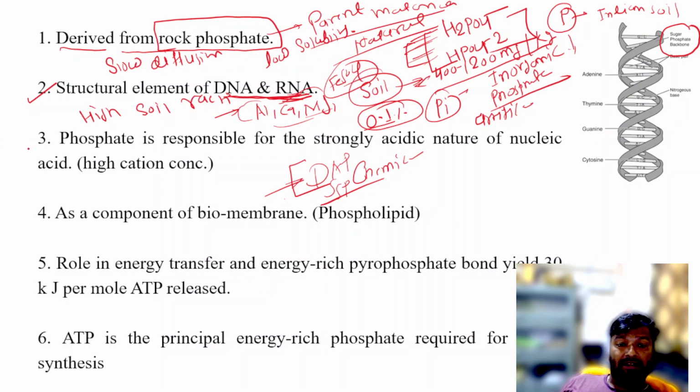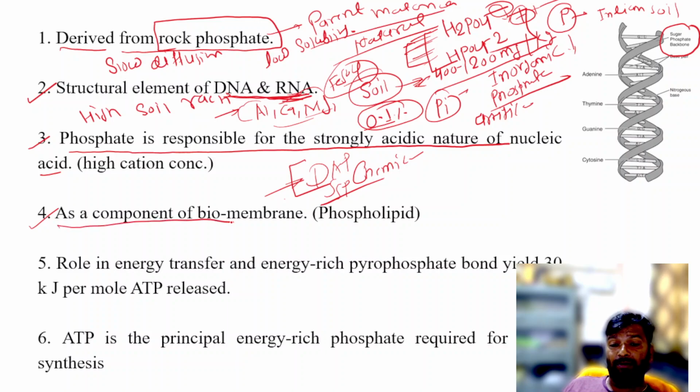Third point is that phosphate is responsible for the strongly acidic nature of nucleic acids, because there are negative ions and they attract positive ions. Fourth point is that phosphate also works as a component of biomembranes in the form of phospholipids and glycolipids. So phosphate works as a structural element of DNA and RNA.